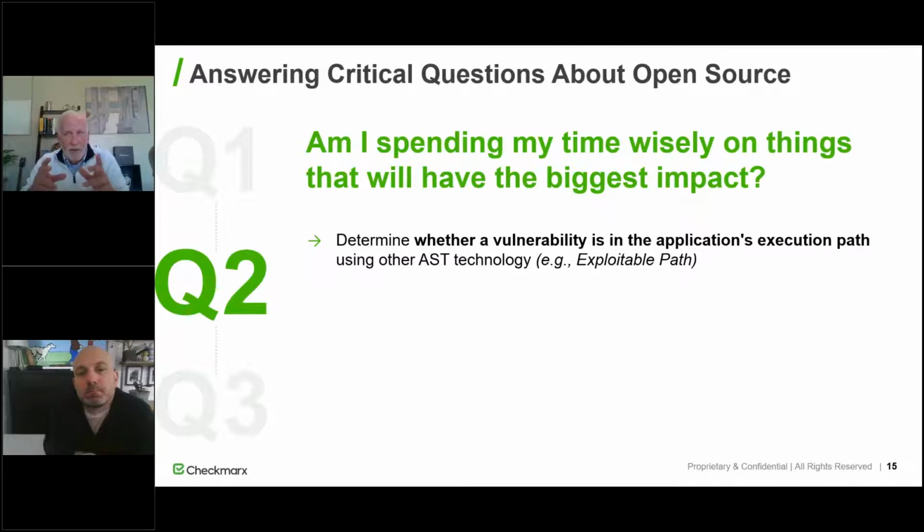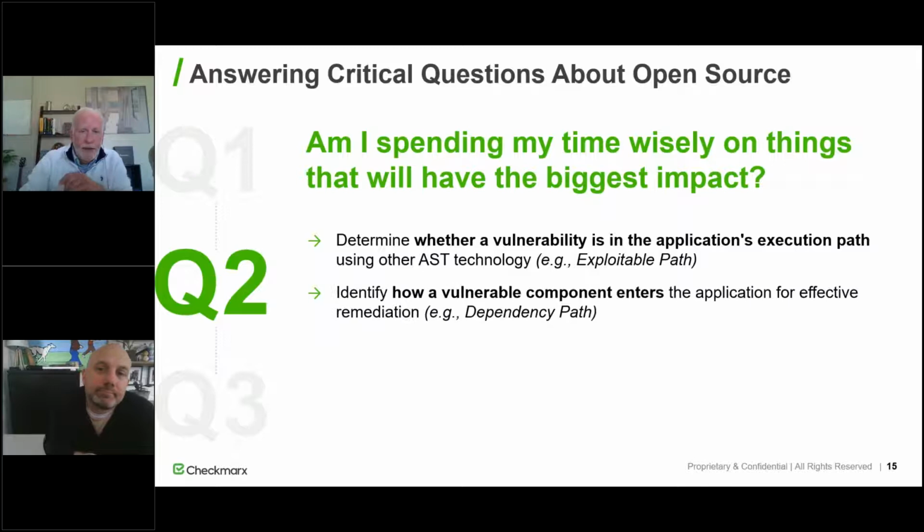Here at Checkmarx, we call that sort of the exploitable path functionality. Can I determine if a vulnerable component is actually called inside of the execution path of the application? Do I have that information, and do I know whether or not I need to remediate something, or hey, it's not being called, I don't need to remediate it. Also, how a vulnerable component enters the application for effective remediation. Now, we call this dependable path, right? And so these are some real key terms: exploitable path, dependency path, and understanding.